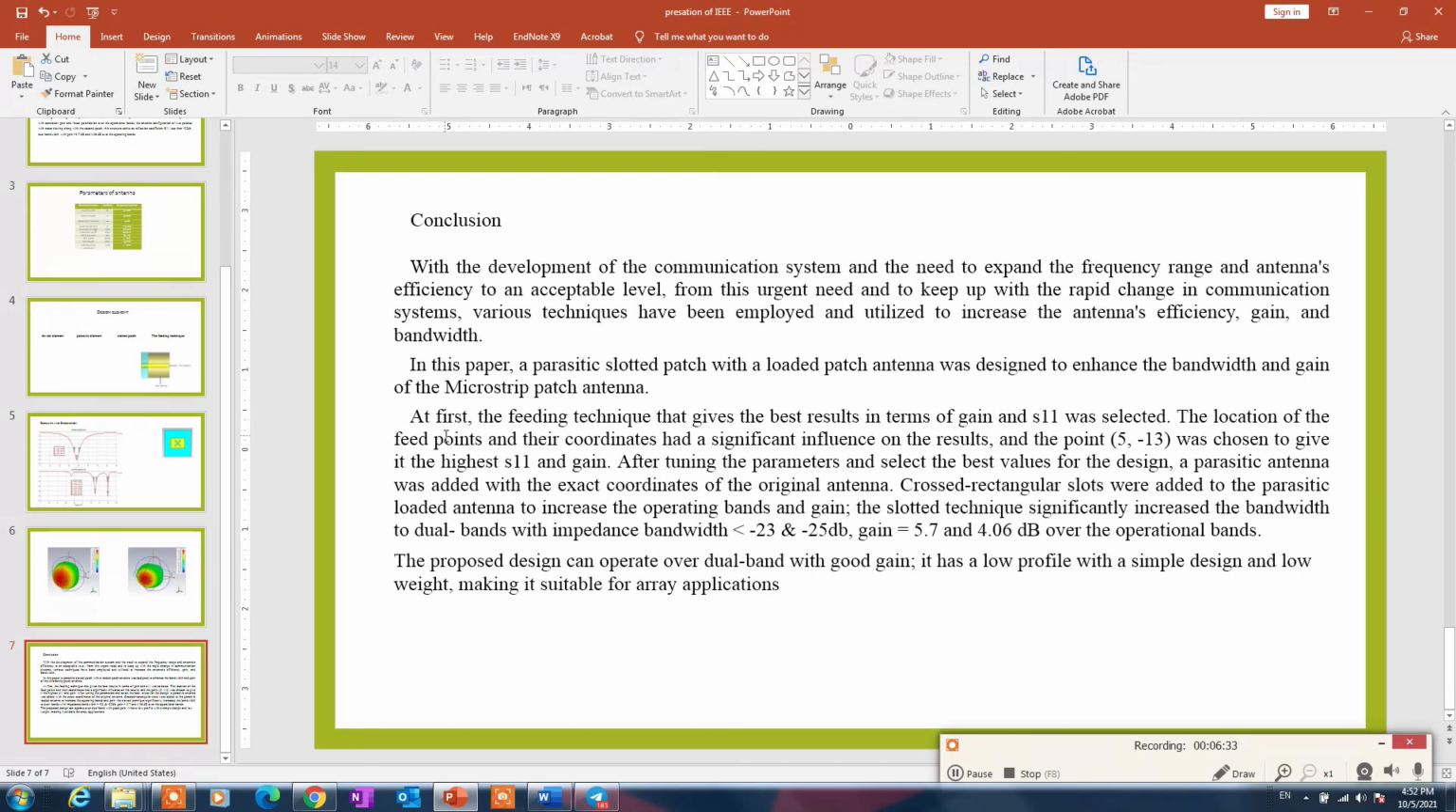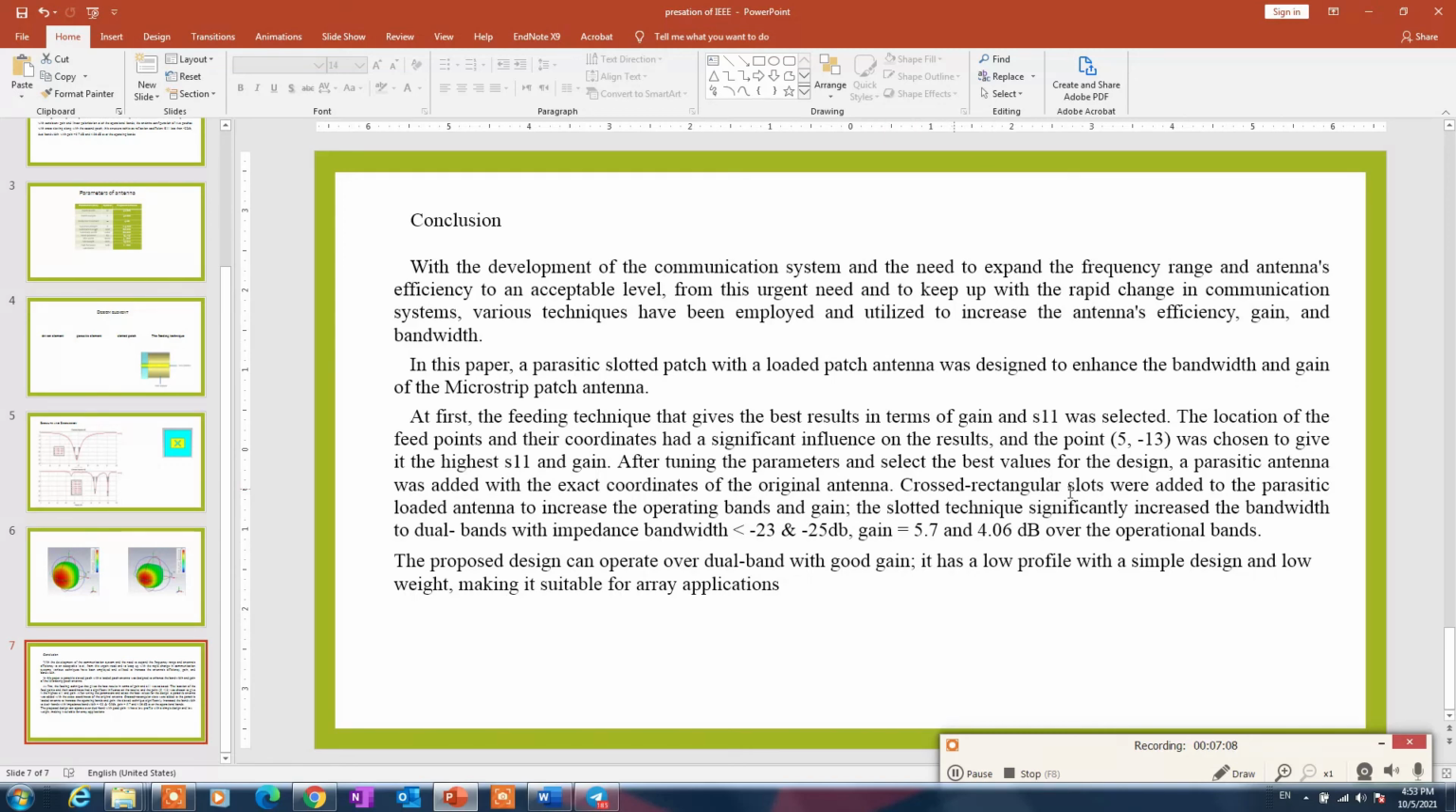At first, the feeding technique that gives the best results in terms of gain and S11 was selected. The location of the feed point is very important, and its coordinates have a significant influence on the result. The point 5, -30 was chosen to give the best S11 and gain. After tuning the parameters and selecting the best values for the design, a parasitic antenna was added with the exact coordinates of the original antenna.